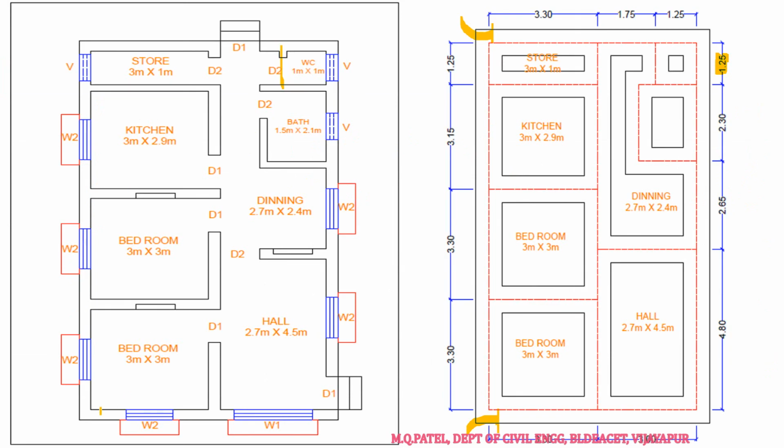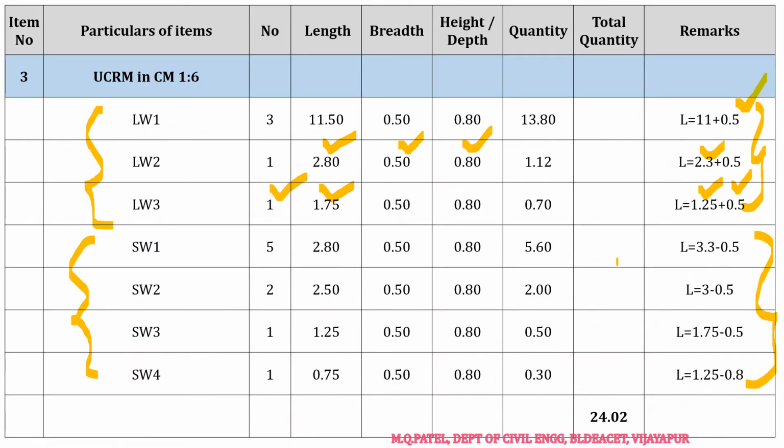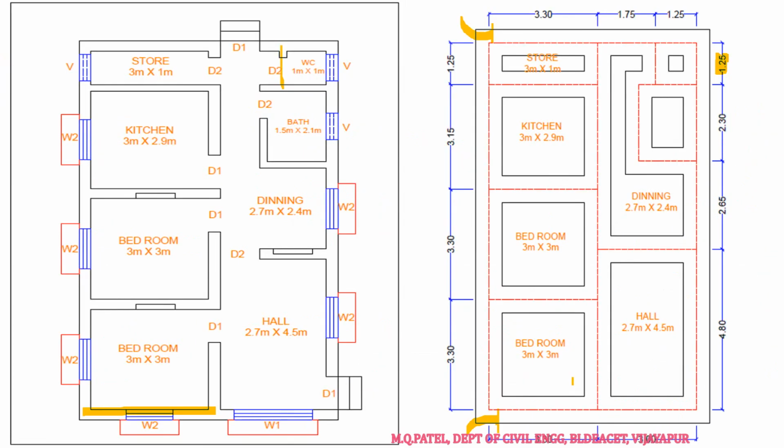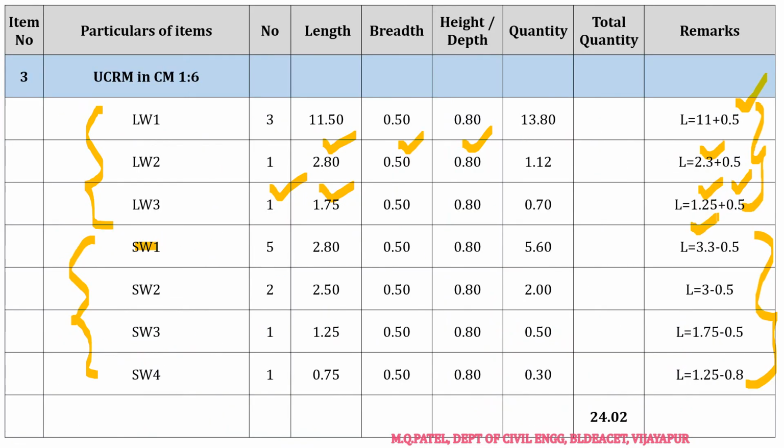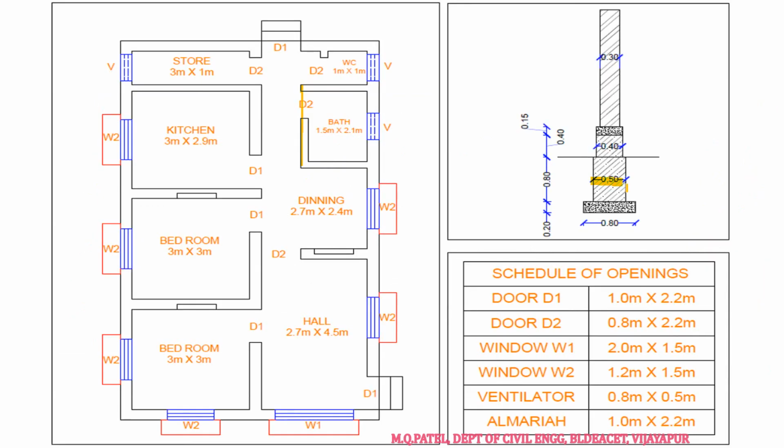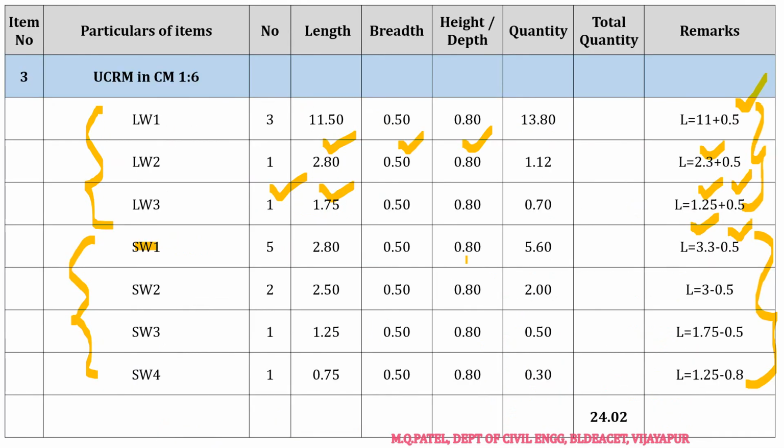Then next we'll come to the short wall. Again the same thing, the center to center distance of this short wall number 1 is 3.3. So in the short wall I have to subtract, here and here. Not 0.4, I have to subtract 0.5, as the width of the item is 0.5. It will be 2.8. Again 5 numbers.